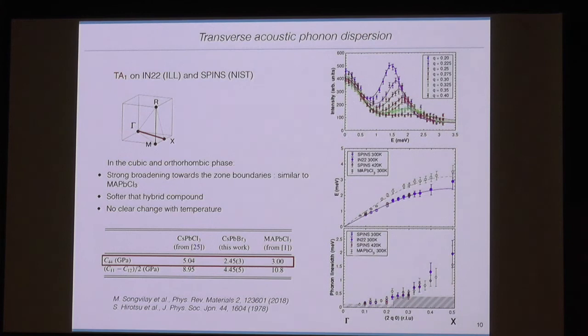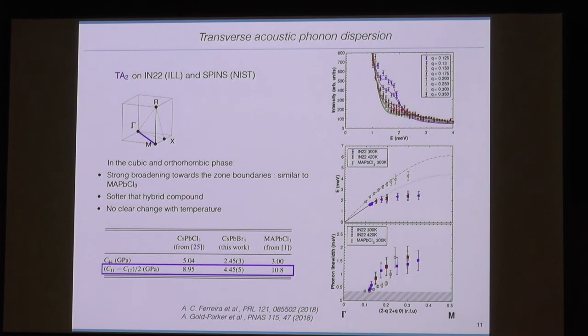So these are the results for the TA2 mode. We did similar measurements, and we can see that the broadening of the phonon line width is even more dramatic when going towards the endpoint. And we can see also that close to the zone boundary, this broadening is quite similar to the case of methyl ammonium chloride. So this broadening was attributed to the disorder of the molecule in the hybrid compound.